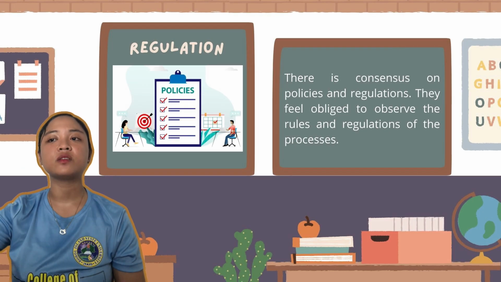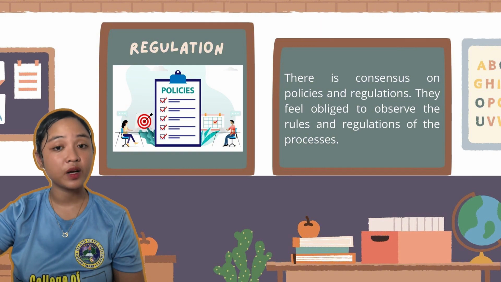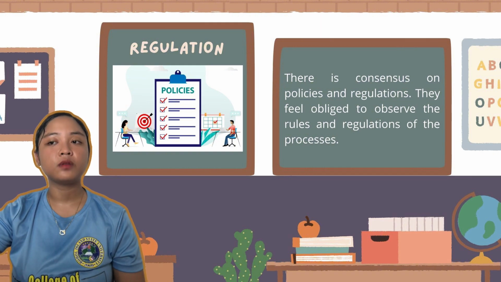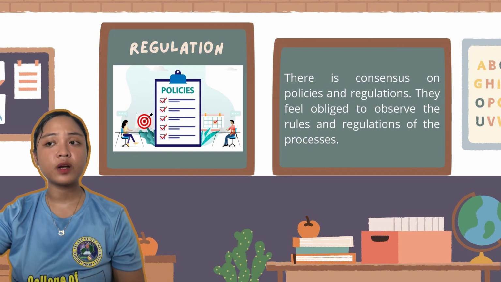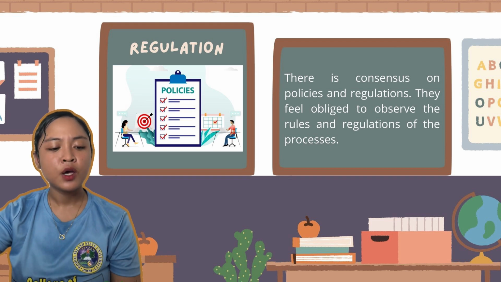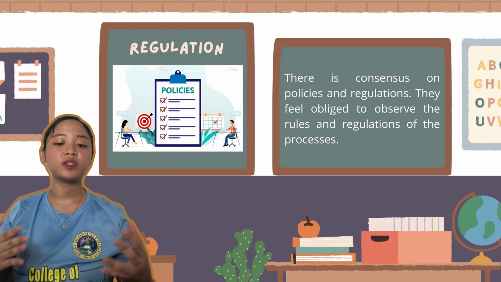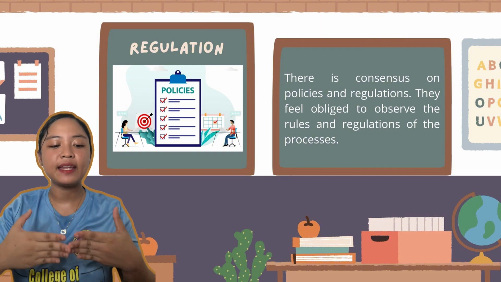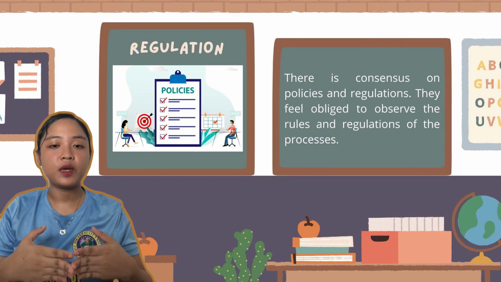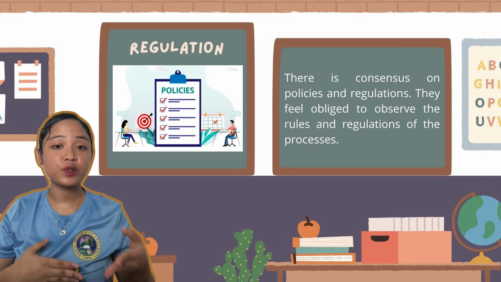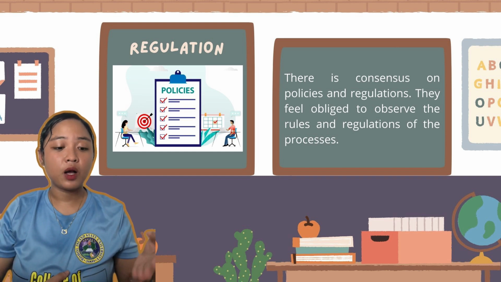Regulations. So there is consensus in policies and regulations. They feel obliged to observe the rules and regulations of the processes. It means that regulation has clear rules and procedures. So group members agree on how decisions will be made and tasks will be completed. So there are rules and regulations to follow.